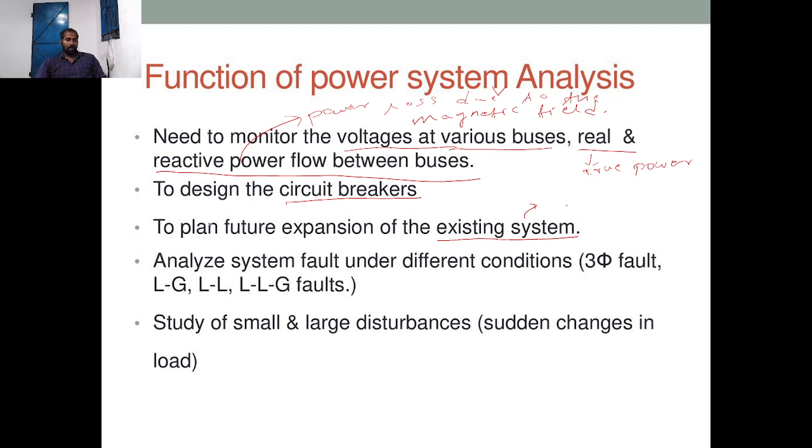Okay. And the next point of the power system analysis is to analyze the system fault under different conditions like three-phase fault, line to ground fault, line to line fault, and double line to ground fault. All right. So here the three-phase fault is nothing but the symmetrical fault, right? Which comes under symmetrical fault.